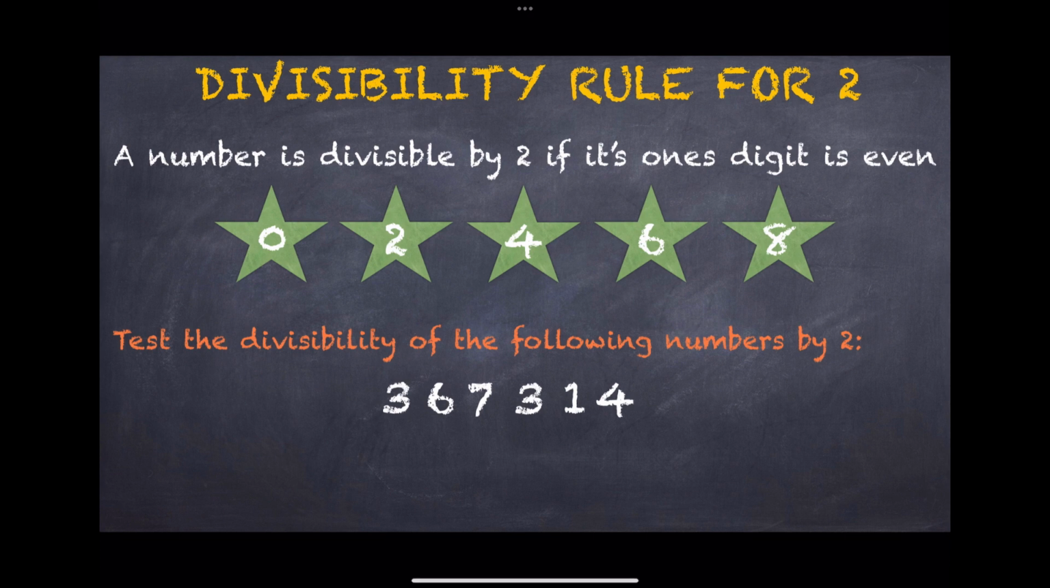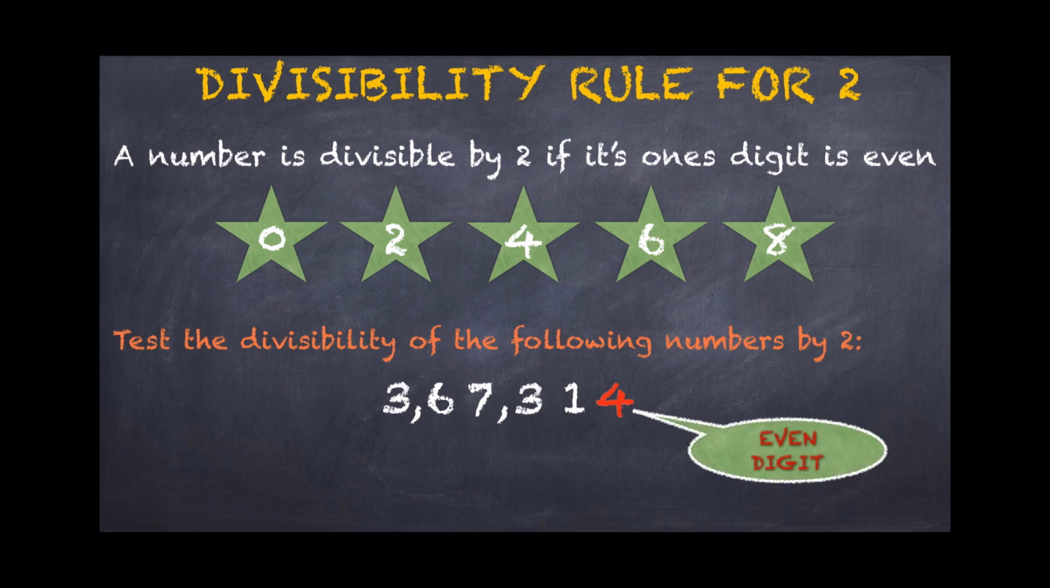Next we have 367,314, which is 3,67,314. The digit in ones place is 4 and it is an even digit. Hence, 3,67,314 is divisible by 2.